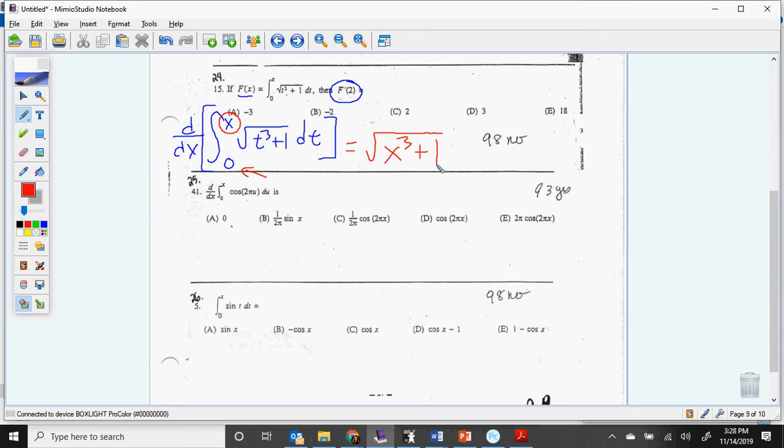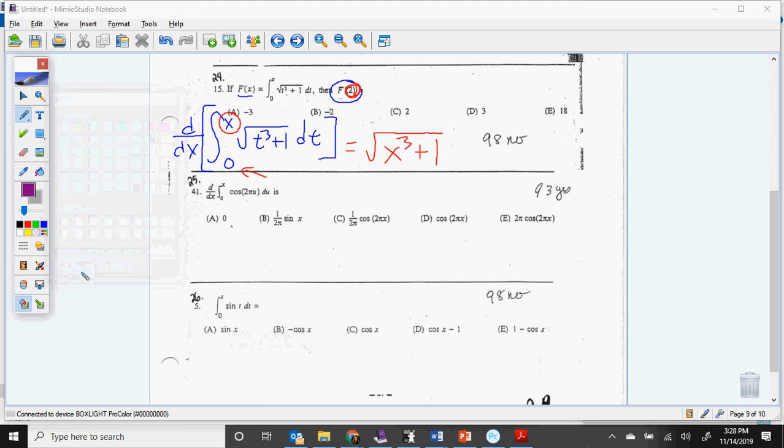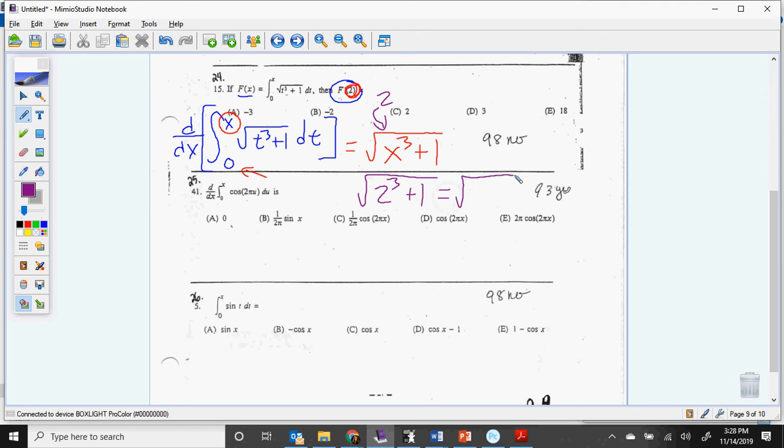Now that's not all I'm going to do, because it says I'm finding the derivative at 2. So we're going to plug 2 into our derivative. Plug 2 into there. So the square root of 2 cubed plus 1, well, that's 8 plus 1. That's the square root of 9, 3. That one right there. Okay.